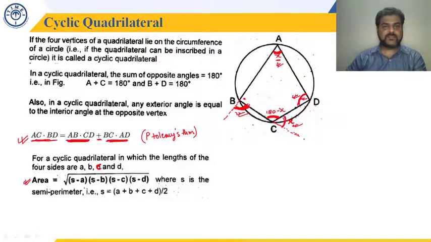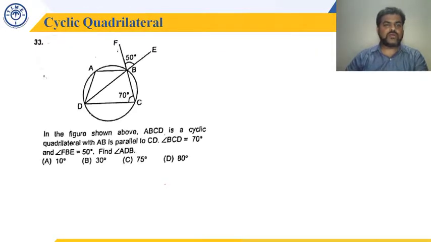Fine. Let's look at a question based on cyclic quadrilateral. There is a figure, question 33 on your sheet. In the figure shown, ABCD is a cyclic quadrilateral with AB parallel to CD. Angle BCD is equal to 70 degrees, as shown in the figure. Angle FBE is equal to 50 degrees, which is also shown in the figure. Find angle ADB. We have to find angle ADB, which means this angle.